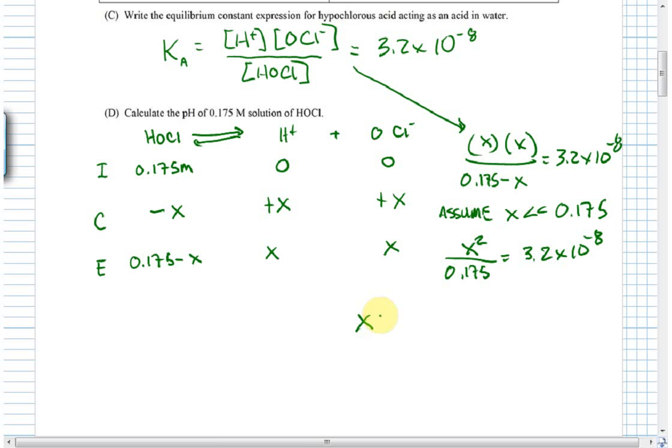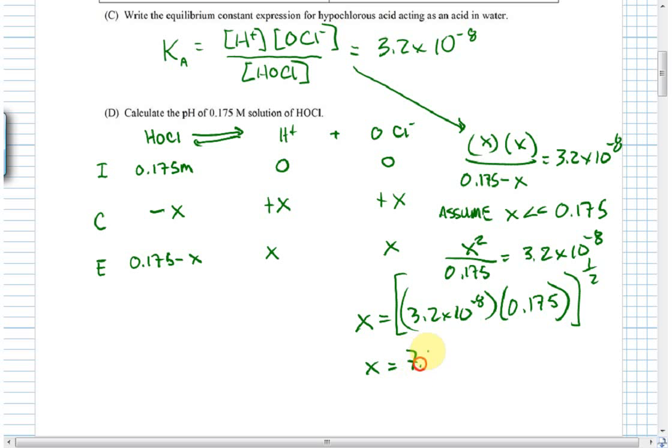And now we solve for X. X is going to be equal to 3.2 times 10 to the minus 8th times 0.175. Take the square root of all of that. And what we get to 2 sig figs is X is going to be equal to 7.5 times 10 to the minus 5th molar to 2 sig figs. That is going to be equal to the hydrogen ion concentration.